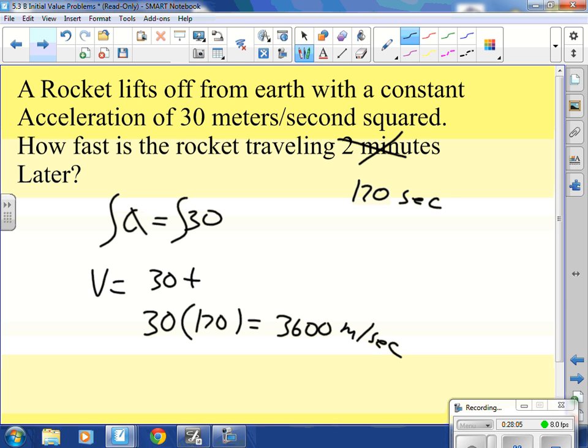How did you get c equals 0? Well, we knew that at time 0, this rocket was still sitting on the launch pad, so it had no velocity. So when I solved the initial condition here for plus c, 0 went in for time, and 0 went in for velocity, and so 0 equals 0 plus some constant. That constant has to be 0. Is c always equal to the initial velocity? In this case, it will.